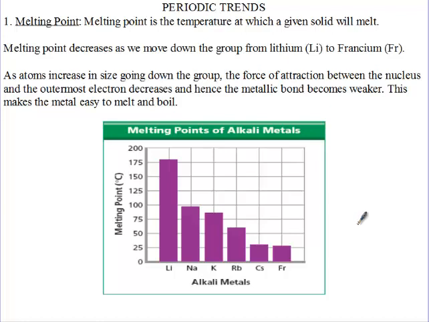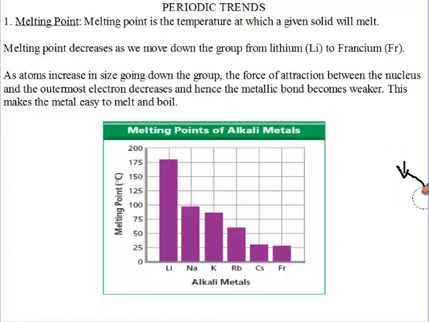Next, we're going to see some trends that exist within the group. We saw general trends the last time. We got to see that on the periodic table, as you move across the period, metallic properties decrease. As you move down the group in a metallic group, metallic properties increase. As you move down the group in a non-metal group, metallic properties decrease. These are the general trends we talked about the last time.